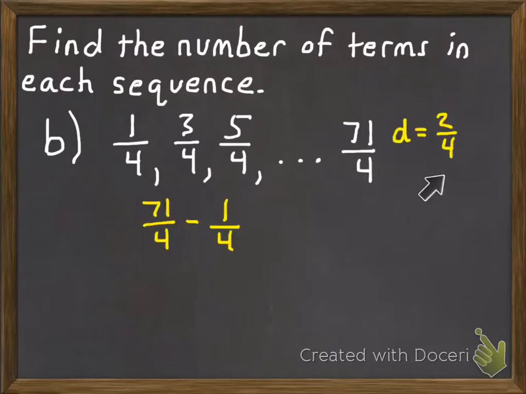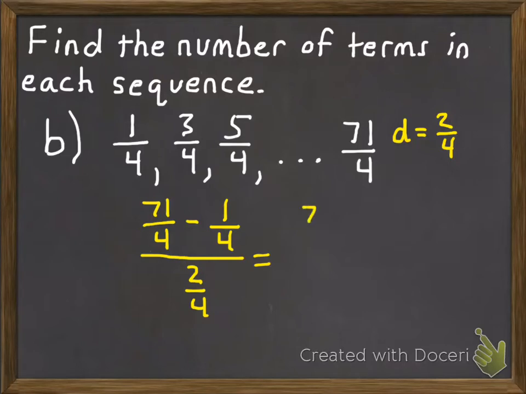Now the common difference here is 2/4. I know that's 1/2, but I think in this sequence we're pretty safe if we leave it unsimplified. A lot of times with sequences you won't simplify your fractions. Anyway, that's for a little bit later. This will tell us what the complete difference is, and then we're going to divide that by the value of the common difference. That'll tell us how many common differences there are.